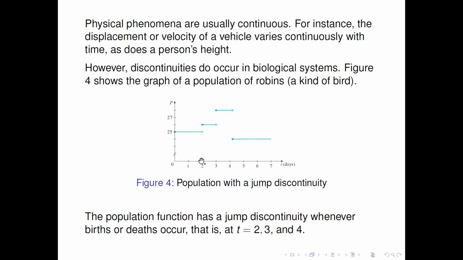Then during day two, maybe a bird hatches from an egg. And now we've got an additional bird. Now we've got 26 birds. The same thing happens on day three, where we've got 2 birds hatching, and so on. So here on day four, it could be that 3 of the birds flew out of the community or 3 of the birds died. And now we've got only 24 birds left. So the point here is that we've got these jump discontinuities at each of these points, right? So on day two, we've got a jump discontinuity where the number of birds jumps from 25 to 26, on day three from 26 to 28, and then from 28 to 24 on day four, and so on, okay?